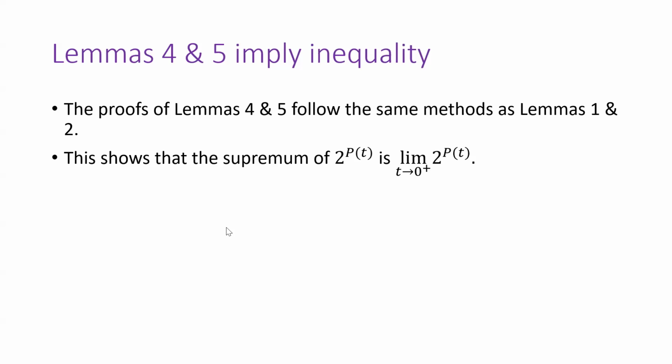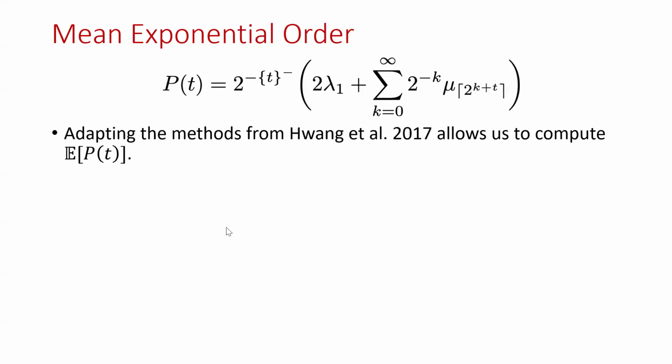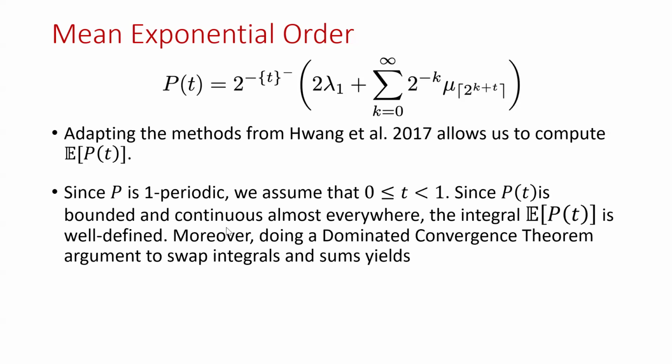So now we know the lower bound and we know the upper bound. And the natural question is, what's the average? Huang et al. 2017 has a method that allows us to do this. First off, you have to clarify that the thing is actually defined, and you can do that by showing that P of T is bounded and continuous almost everywhere, so the integral is a well-defined thing to work with. And you have this sum here, and when you take the integral, it's just begging to be swapped. Then of course you have to verify that you can do that, but you can.